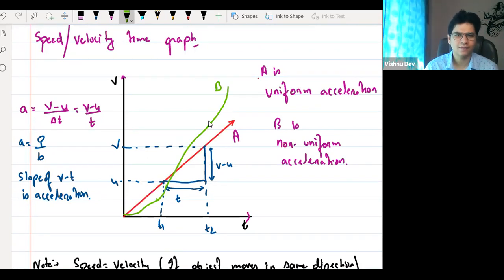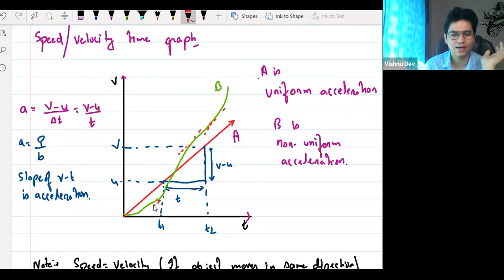No, sir. At this point, it will be this. Slope is the tangent, right? At this point, it will be this. At this point, it will be something else, right? So at each point, the slope will be different. Yes or no? So we cannot find the slope of B, as simple as that. From the graph itself, I cannot find the acceleration of B.